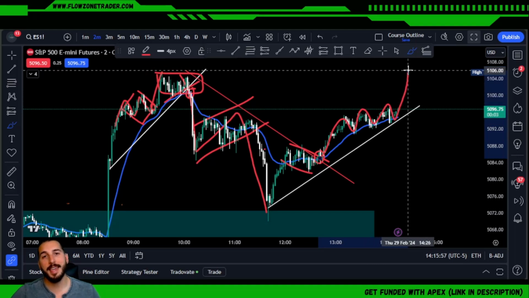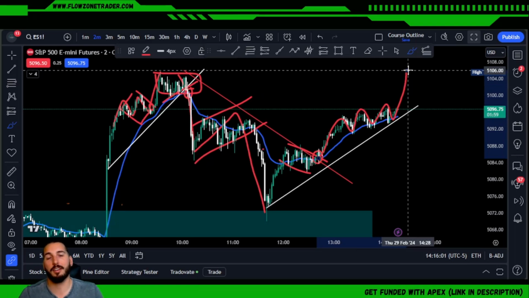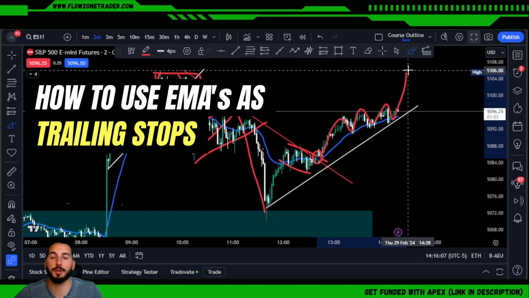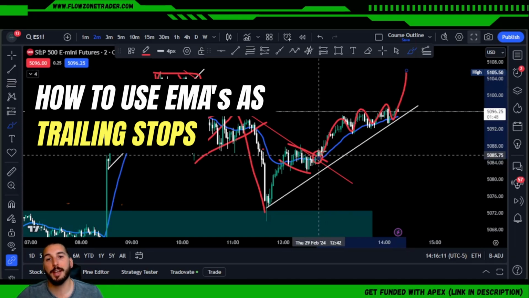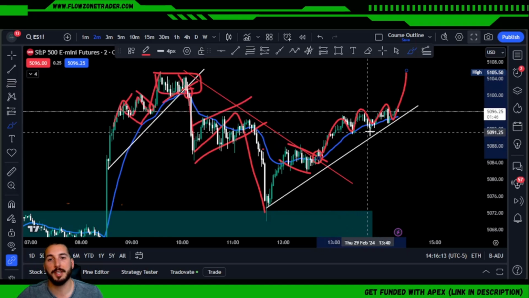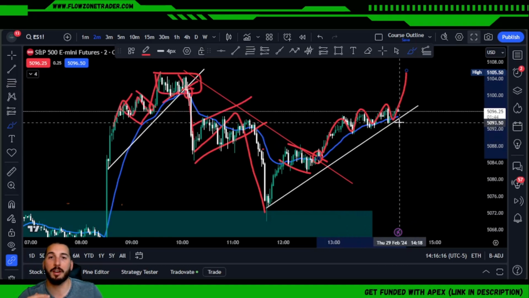So you can see, if you understand the use of EMAs, you can start to use them for confluence to help you get in and out of trades. You can also use them for trailing stops. So once you're in a trade, let's say you triggered your long here, you can trail your stop just under this 21 EMA, giving you nice profit targets to the upside.